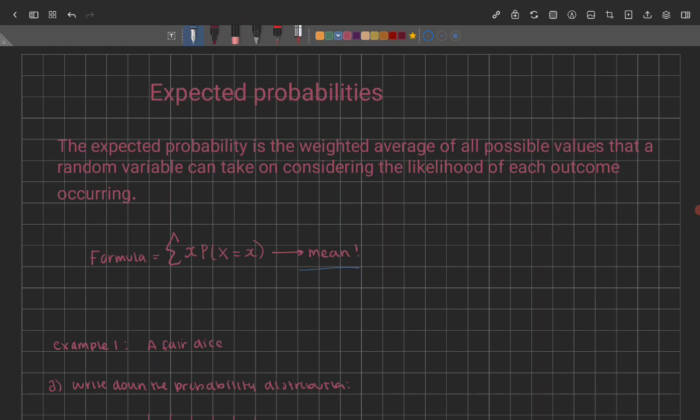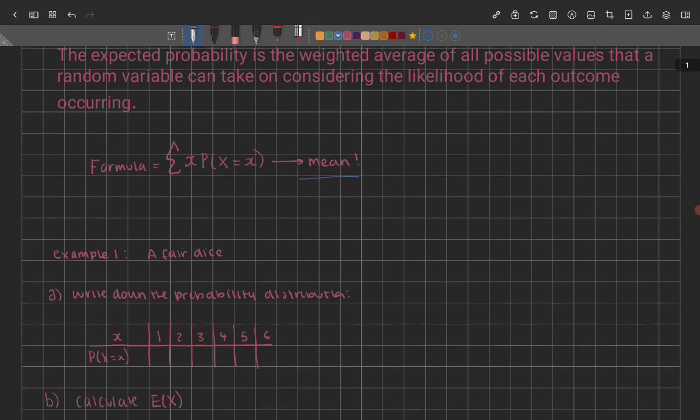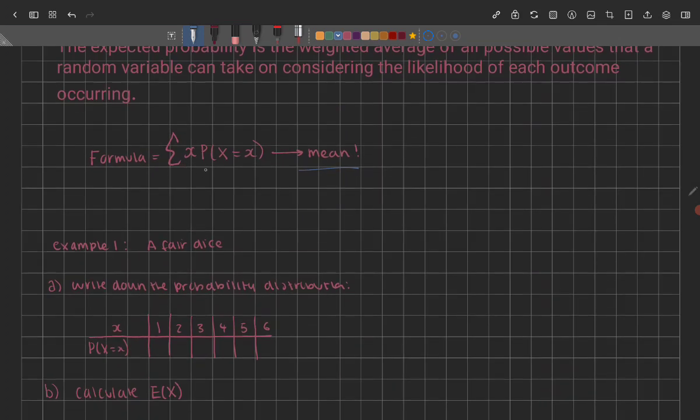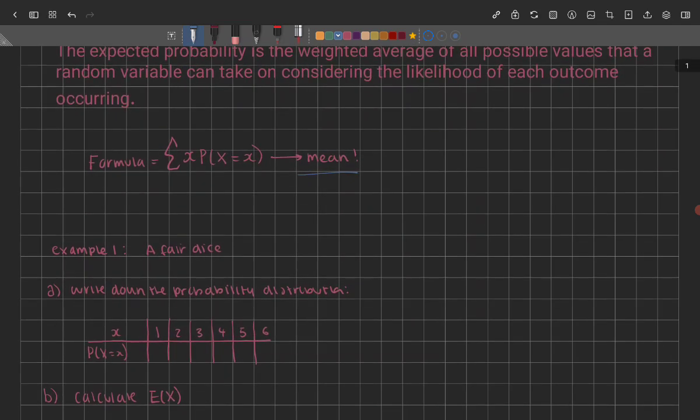Don't worry about this definition straight away. Think of the expected value as the mean, and the formula of such is the sum of x times the probability of x occurring. This will become a lot more clear when we delve into an example.